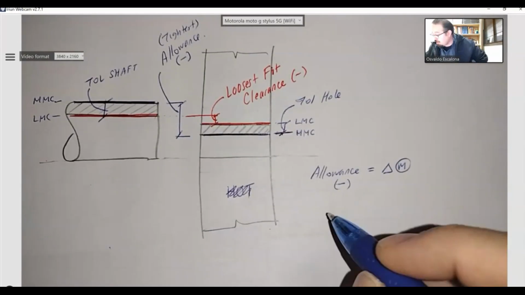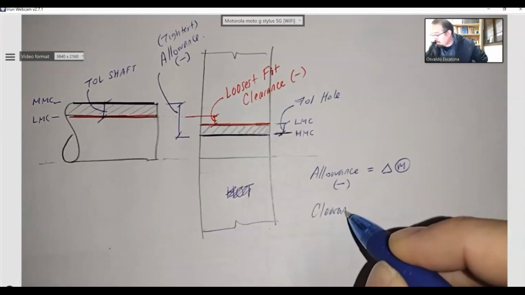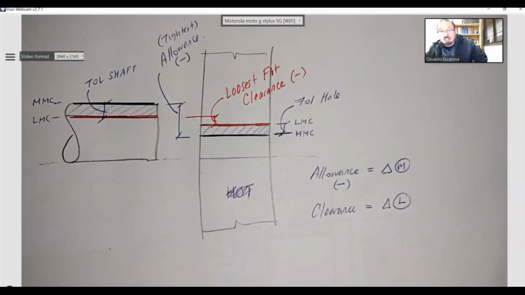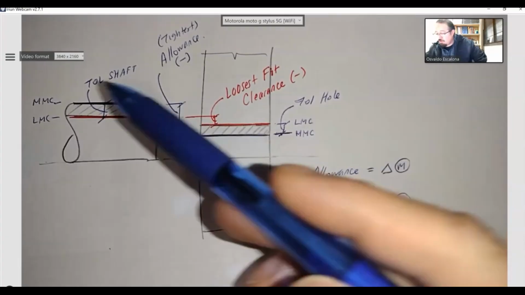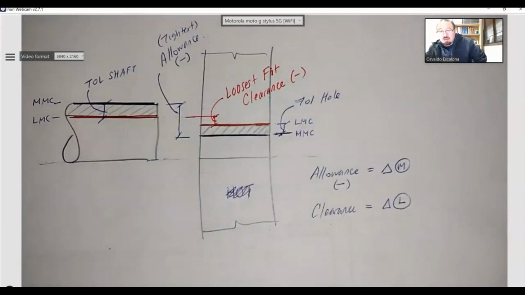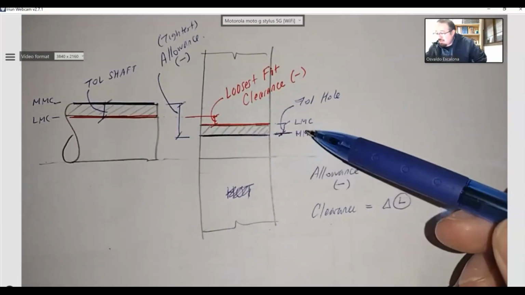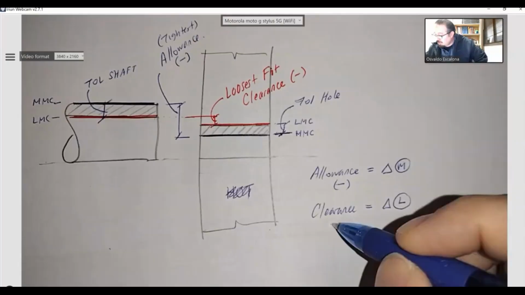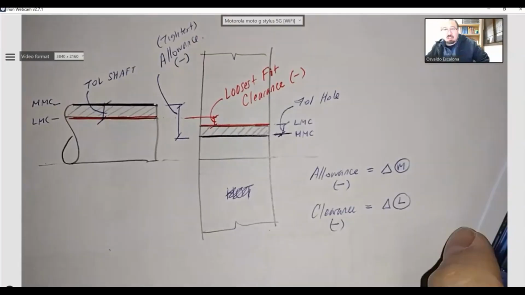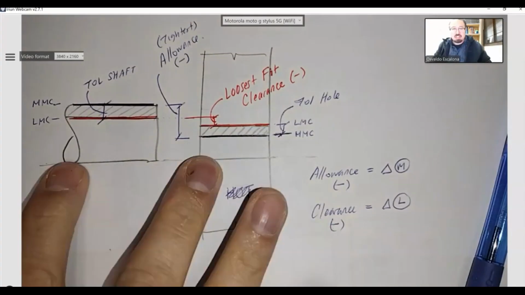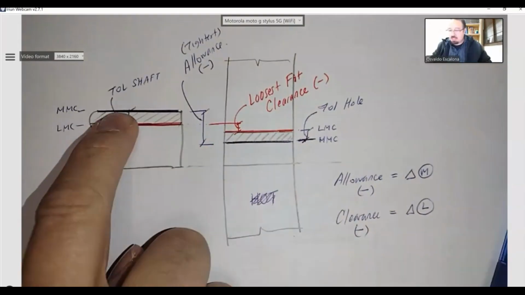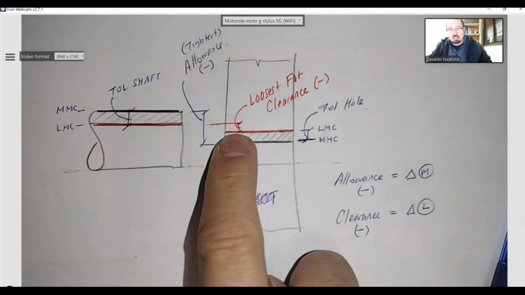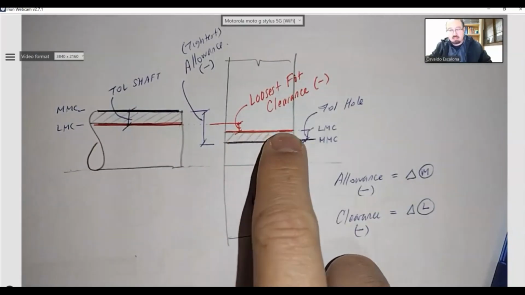You can also do the clearance, which will be the loosest fit. And in this case, that will be the change in the LMCs. Grab that number, take away from that number. And you will always get a negative number because the LMC of the shaft will always be bigger than the LMC of the hole over there. You will always have a negative clearance. So I can assure that no matter what size my pin is, anywhere within this region, it will always be bigger than the hole over here. Doesn't matter what size it is.